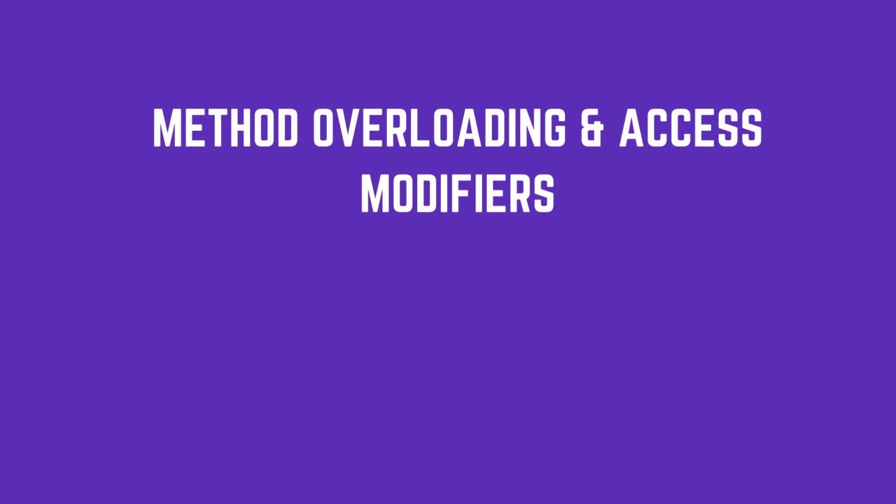Key points. Same method name. Overloaded methods share the same name within a class. Different parameter lists. Overloaded methods must have different parameter lists, including differences in the number or types of parameters.